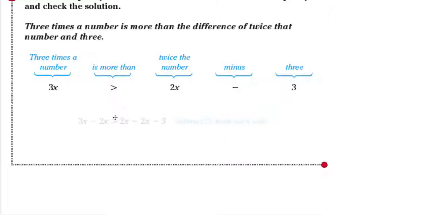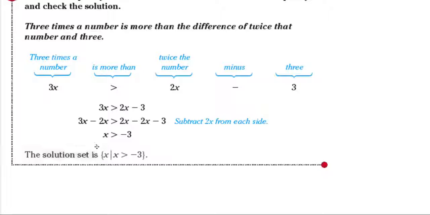So we solve that inequality by undoing 2x on both sides, since there are variables on both sides, and we subtract 2x on both sides, so we end up with x greater than negative 3. So the solution set is x such that x is greater than negative 3.